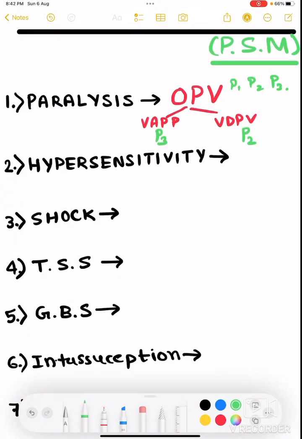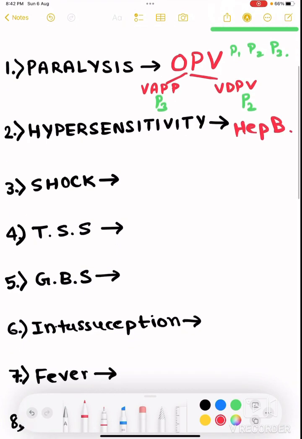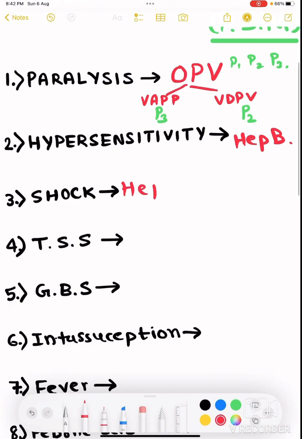Extremely important. Then hypersensitivity. Hypersensitivity is mainly caused by hepatitis B. Shock is also caused by hepatitis B. Now, extremely important, toxic shock syndrome. Toxic shock syndrome is caused by measles, right?